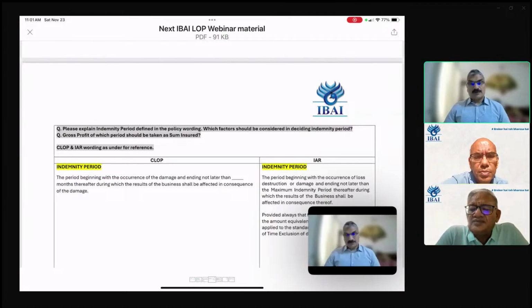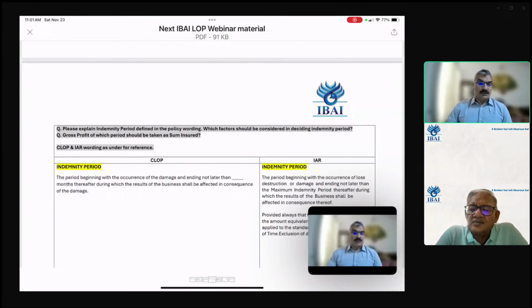Sum insured for any period less than 12 months will be the annual GP itself. And for any period more than 12 months, it will be increased on a proportionate basis. So if you have an 18 months indemnity period, then the annual GP will be multiplied by 1.5. If it is 24 months, it will be multiplied by 2. That's how the sum insured needs to be declared. Sum insured will never be less than the annual GP. If the indemnity period is more than 12 months, it will be multiplied. Otherwise, it will be the annual GP.